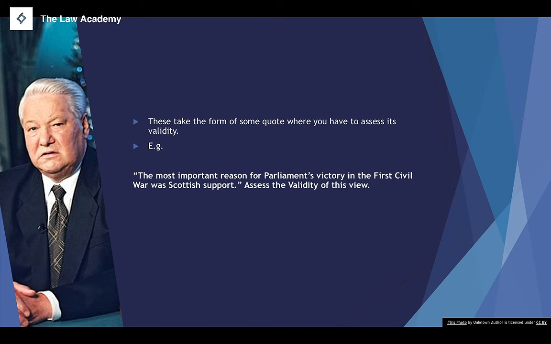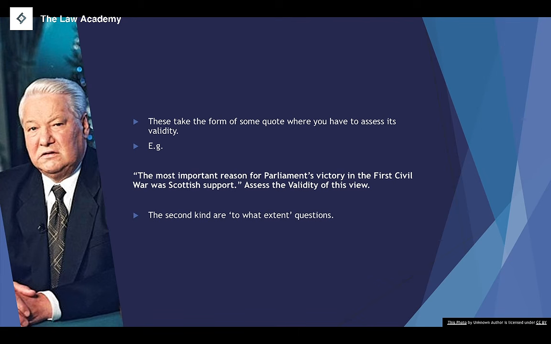And effectively, this is what you would write in your essay question. You will talk about the ways in which this proposition is valid using historical references, and also ways in which it is invalid, and try to come up with a balanced argument, and then come to some kind of final conclusion.